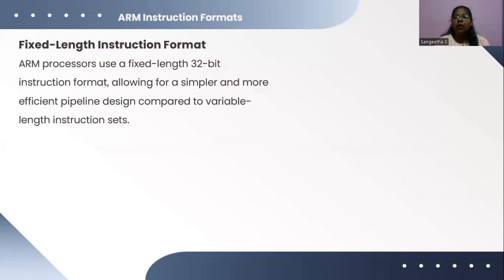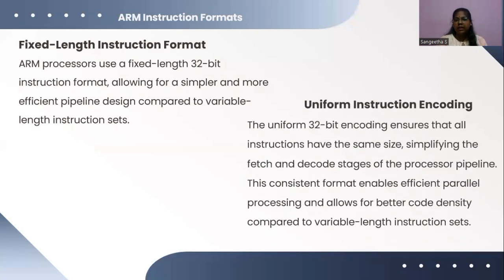Now, ARM instruction formats. There are actually 3 or 4 ARM instruction formats. The first one is the fixed length instruction format. The format's length will be fixed. So the ARM processors use a fixed length 32-bit instruction format. Whatever instructions we give the computer should fit in 32 bits. In uniform instruction encoding, the uniform 32-bit encoding ensures that all instructions have the same size, simplifying the fetch and decode of the processor pipeline.